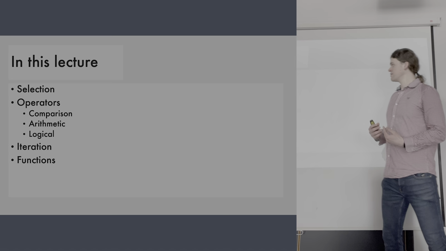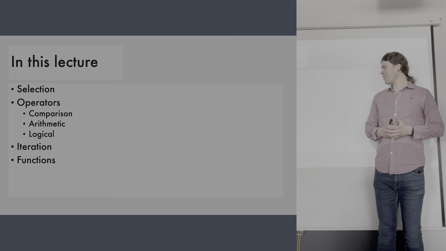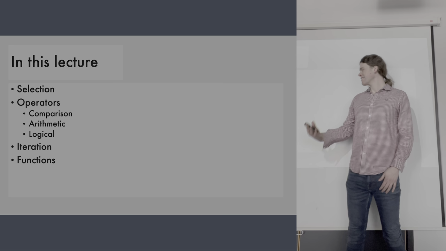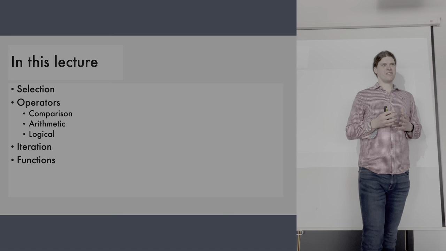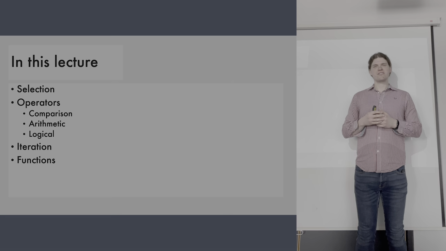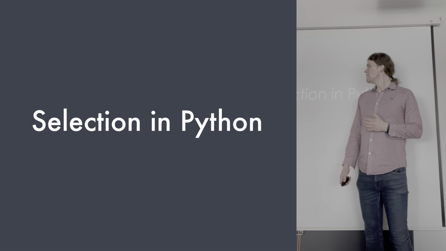So we'll start with selection, and then move on to a series of different operators, of which there are three camps: the comparison operators, the arithmetic operators, mathematics, you've seen them before, and logical operators, you may have seen those before too. Okay, and then we'll move to iteration, repetition, and then start to create some basic functions in which we can delegate our sections of code to functions and then call them to be able to execute those blocks of code. Okay, so let's start with selection.